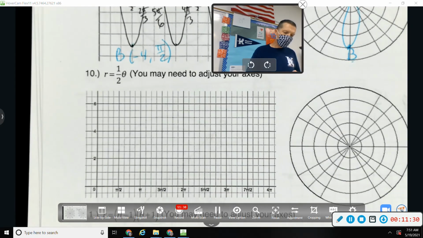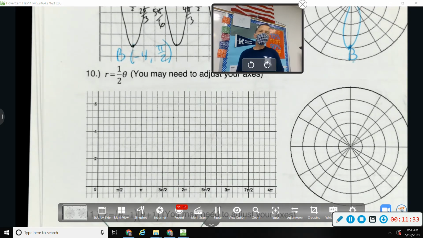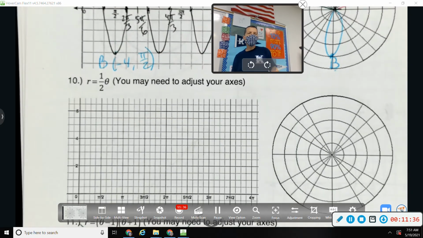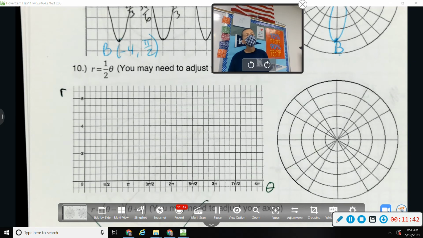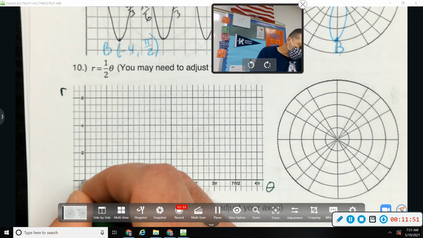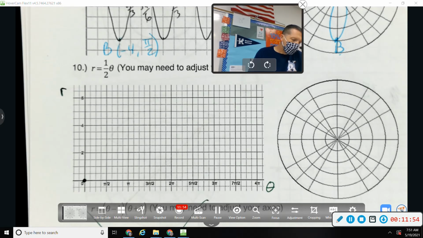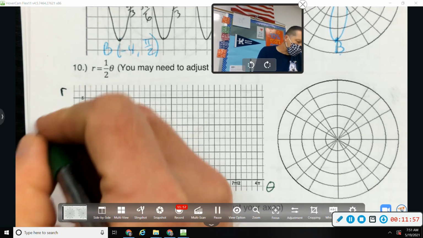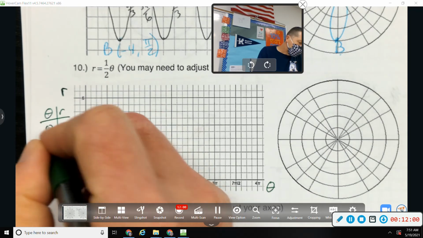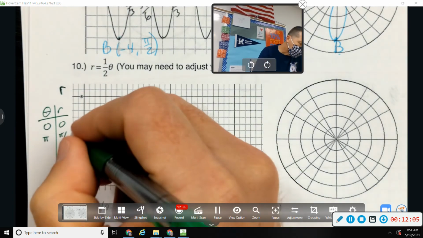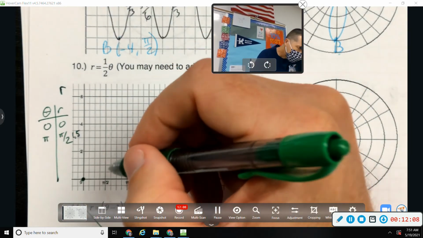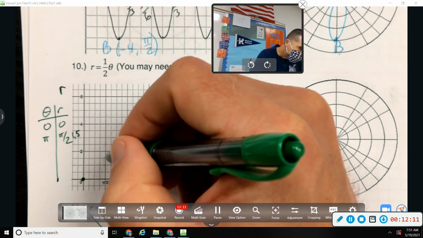Let's do number 10, and then we'll talk about the format of the test. r equals 1/2 theta. So on a rectangular graph, I haven't done one of those, but as theta gets bigger, r gets bigger. So let's just pick some points. If theta is 0, r is 0. If theta is pi, it's going to be a spiral. r would be pi over 2, which would be, what, 1.57 something? So 1.5.